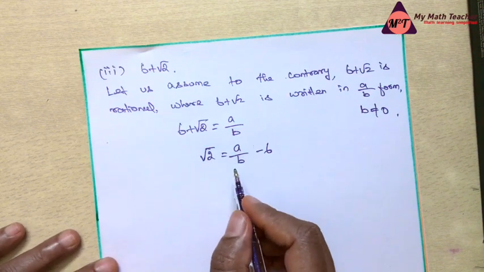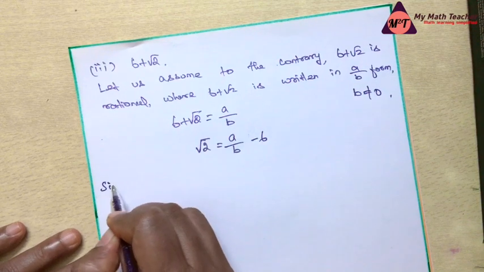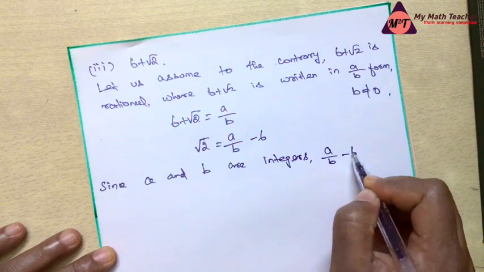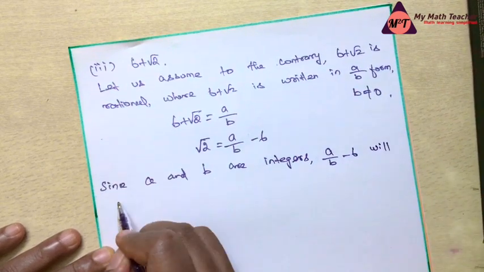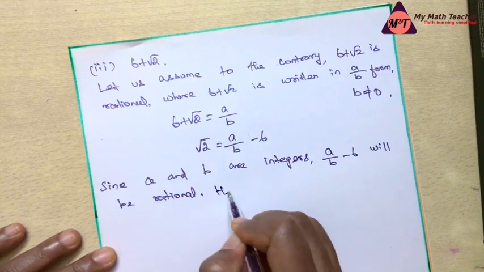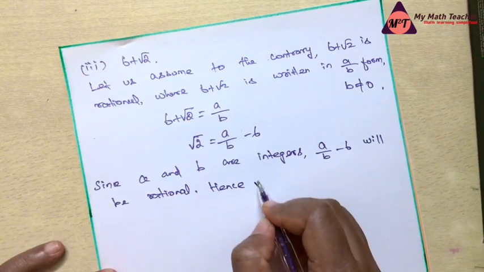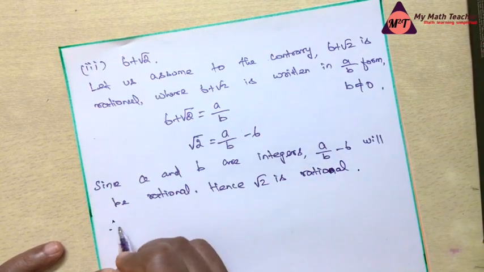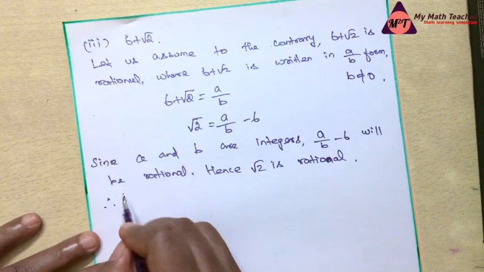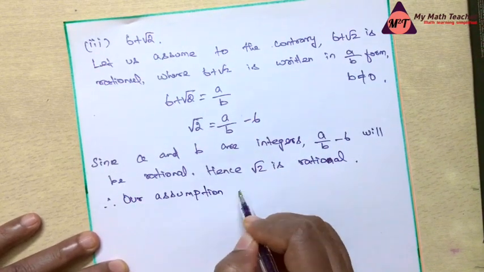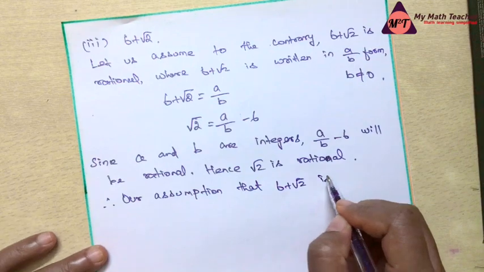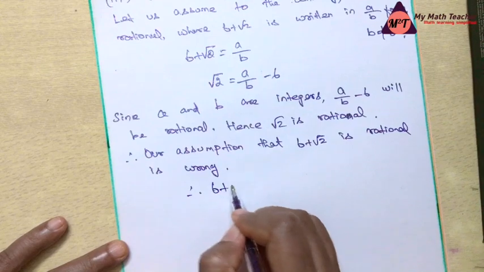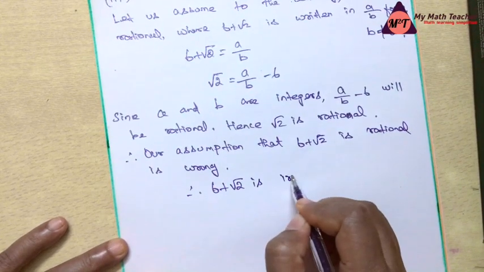Again, our assumption has become wrong. a by b minus 6 will be rational. Hence, root 2 is rational. Therefore, our assumption has become wrong. Finally, 6 plus root 2 is irrational.